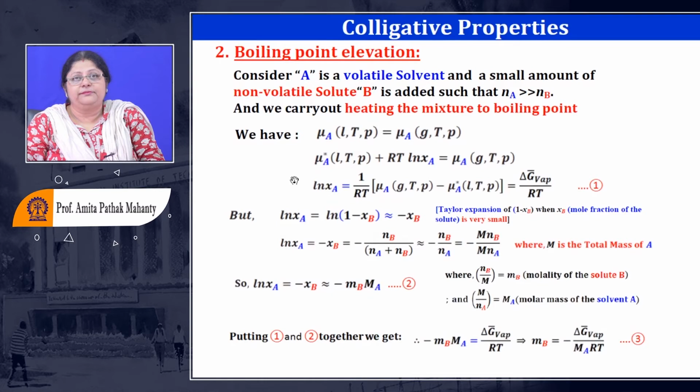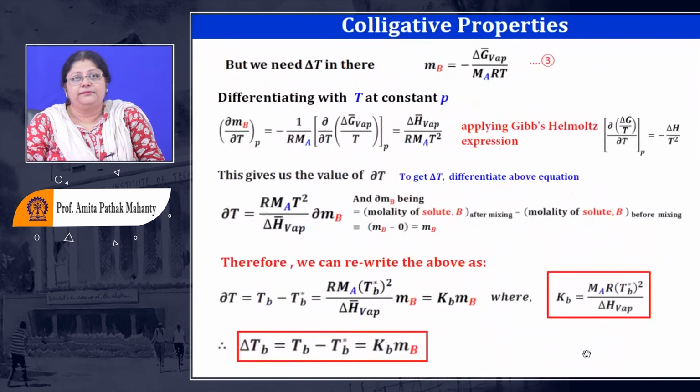But I do not want this, I want the change in the temperature. So how do I find the change in the temperature? For introducing the change in the temperature, what I do, I take this equation which I have equated to the molality of the solute, and differentiate with respect to temperature. What do I get? I differentiate with respect to temperature all throughout.